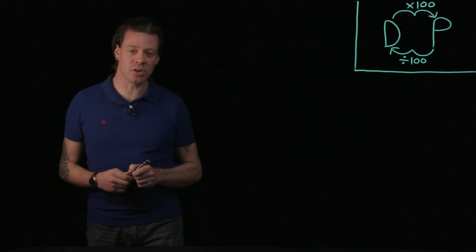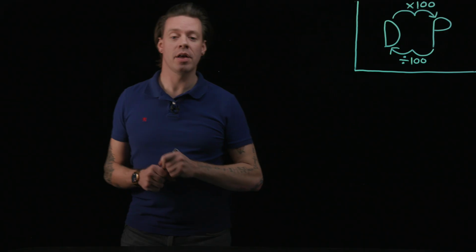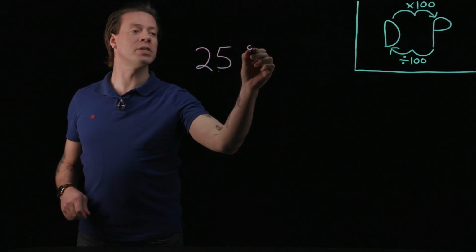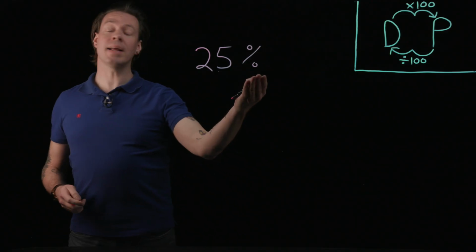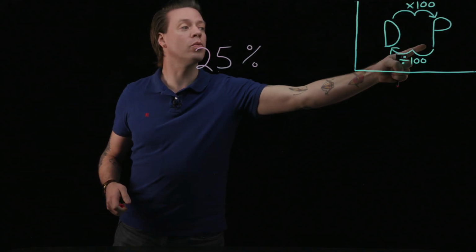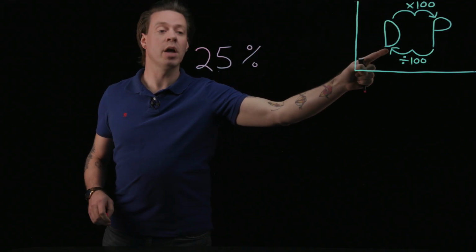So let's go ahead and take a look at a couple examples of converting percentages to decimals. The first one that we're going to look at is 25%. We recognize that it's a percentage because we see the percent sign, and that tells us if we're going to convert, we're going to go 2 places back in order to get our decimal.